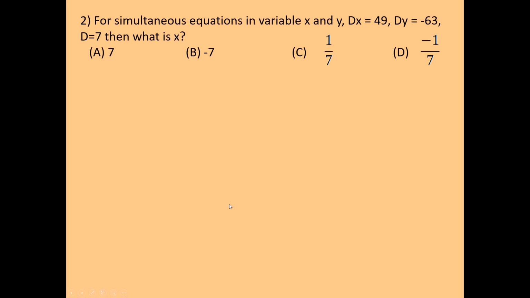Let's try the next one. For simultaneous equations in variables x and y, Dx equals 49, Dy equals minus 63, D equals 7, then what is x? The 4 alternatives are given, out of which one will be correct. So let us see the solution. As you know, x equals Dx upon D. When you simplify, you get x equals 7. All this, if you want, you can write. Again, I am telling you, but the final answer must be written like this: answer to the second, that is A alternative, is correct.